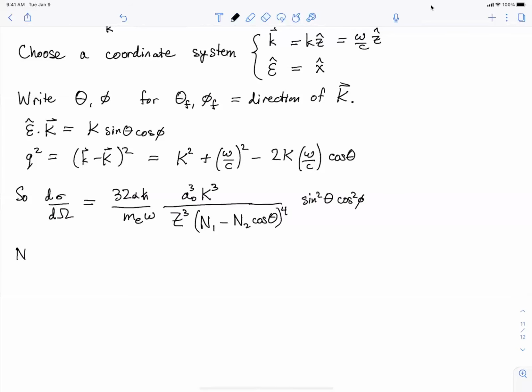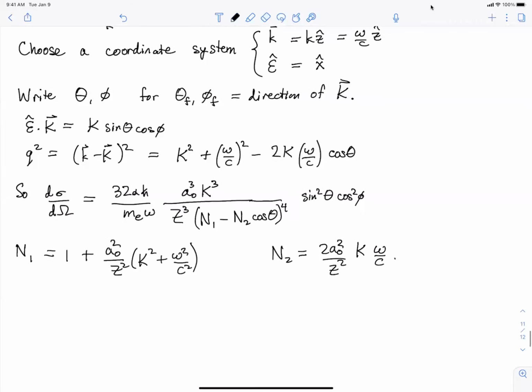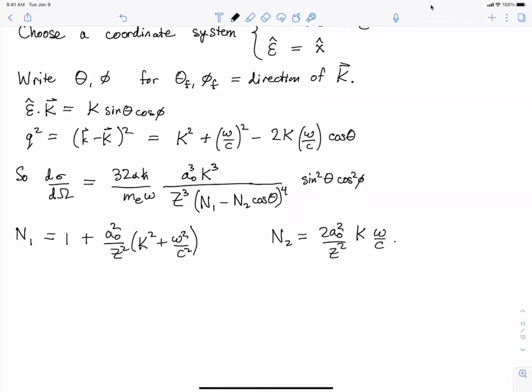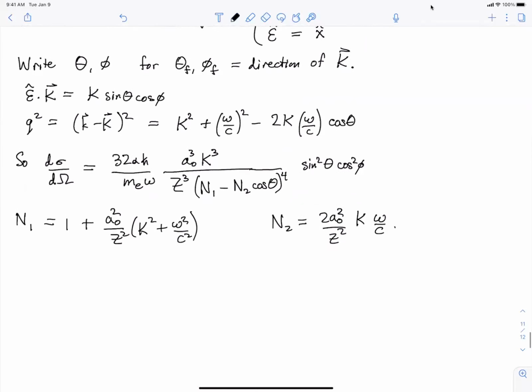Okay, and so what are the numbers? N1 is just 1 plus Bohr radius squared over z squared, capital K squared plus omega squared over c squared. And the number N2 is 2 Bohr radius squared over z squared, k omega over c. So one reason for writing it like this, where we just isolate all the numbers separately and the angular dependence, we try to make it sort of pop out, is because now we want to integrate this thing to find the total cross section.